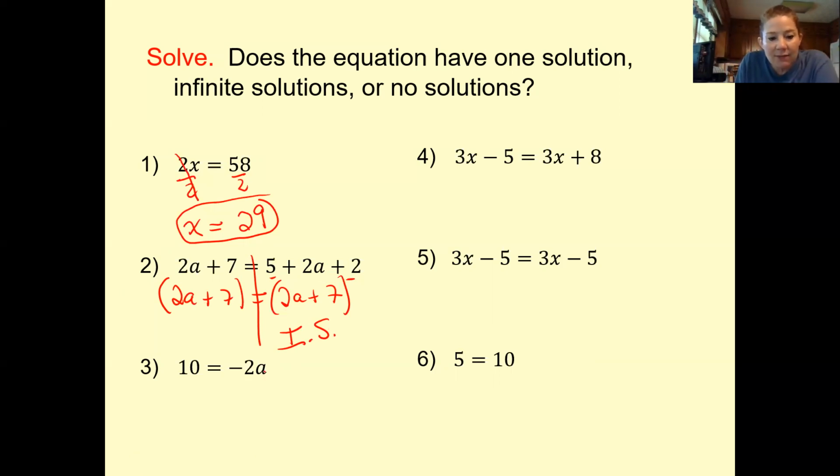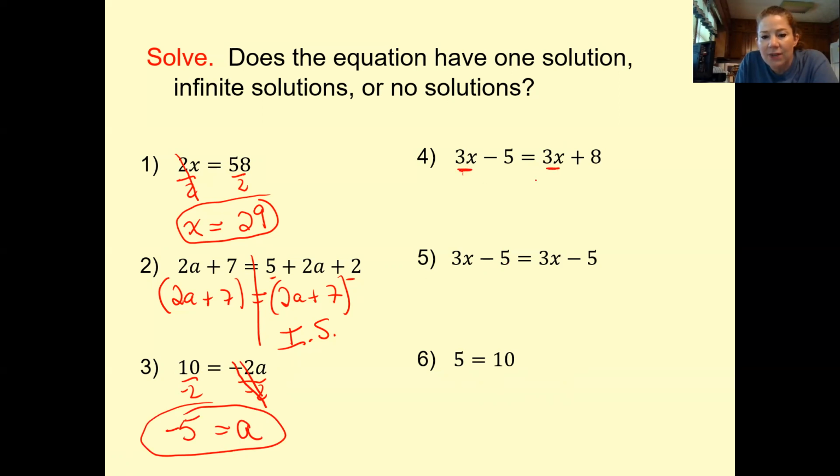Number 3, I have one variable. It's being multiplied by -2. So I'm going to do the opposite of multiplying by -2, which is dividing by -2. -2 divided by -2 is +1. And 1 times a is a. And 10 divided by -2 is -5. -5.